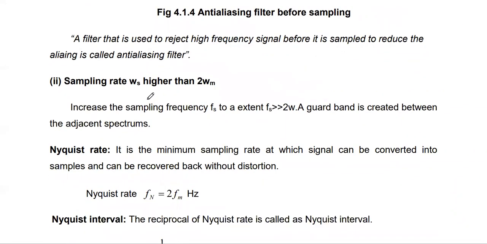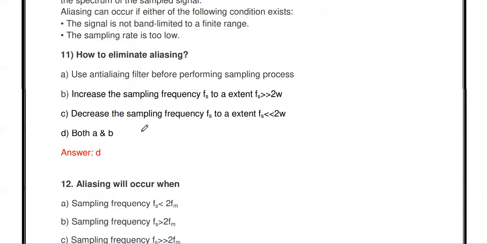The second one, in order to reduce the aliasing, we have to select the sampling rate fs much greater than 2w or 2fm, where w or fm is the maximum frequency of the message signal. These are the two things to avoid the aliasing process. Here four options are given. One is use an anti-aliasing filter before performing the sampling process. Yes, it is correct. Increase the sampling frequency fs to be much greater than 2w, where w is the bandwidth, the maximum frequency content of the message signal.